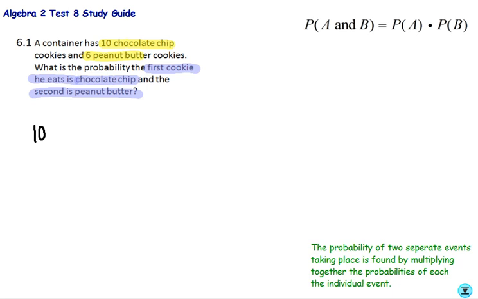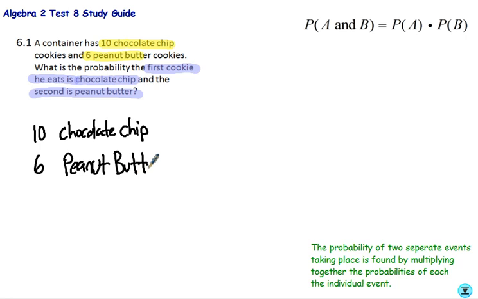All right, so let's take our inventory. So we've got 10 chocolate chip and we've got 6 peanut butter. Making me hungry. And let's add this up. So that gives us a total of 16 total cookies.